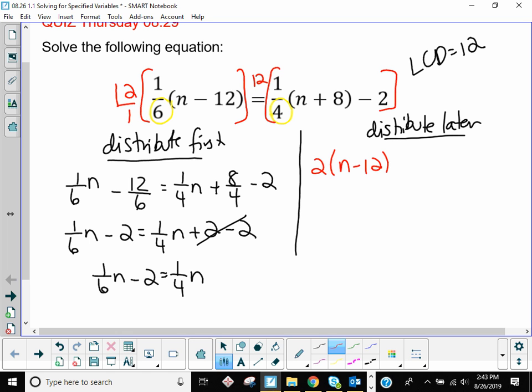Let me tell you what you do not do in this case. You do not take 12 times 1/6 and times n and times negative 12. That's too much multiplying. Okay, you're just going left to right. You multiply the first 2, you get that answer, it's 2, and then you multiply that times the third thing, which happens to be a group, the n minus 12.